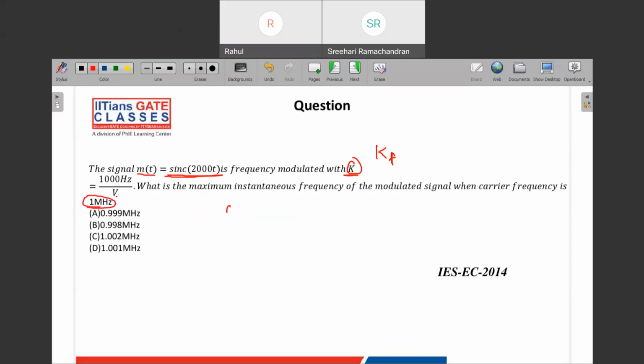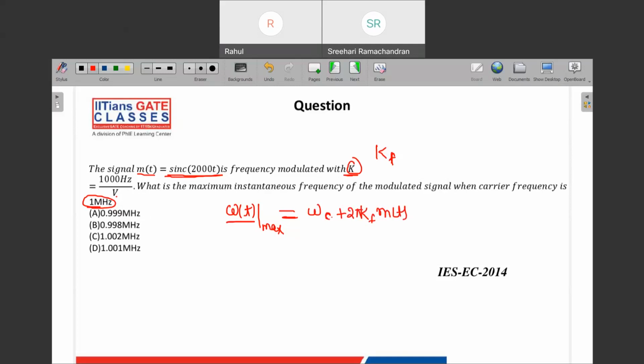So we need to find omega t max, the maximum instantaneous frequency. We don't need to find the maximum frequency deviation. We need to find the maximum instantaneous frequency. So this is the instantaneous frequency, and we need to find its maximum value. This is equal to omega c plus kf. In this case, it will be 2 pi into kf into mt, because kf is in hertz.